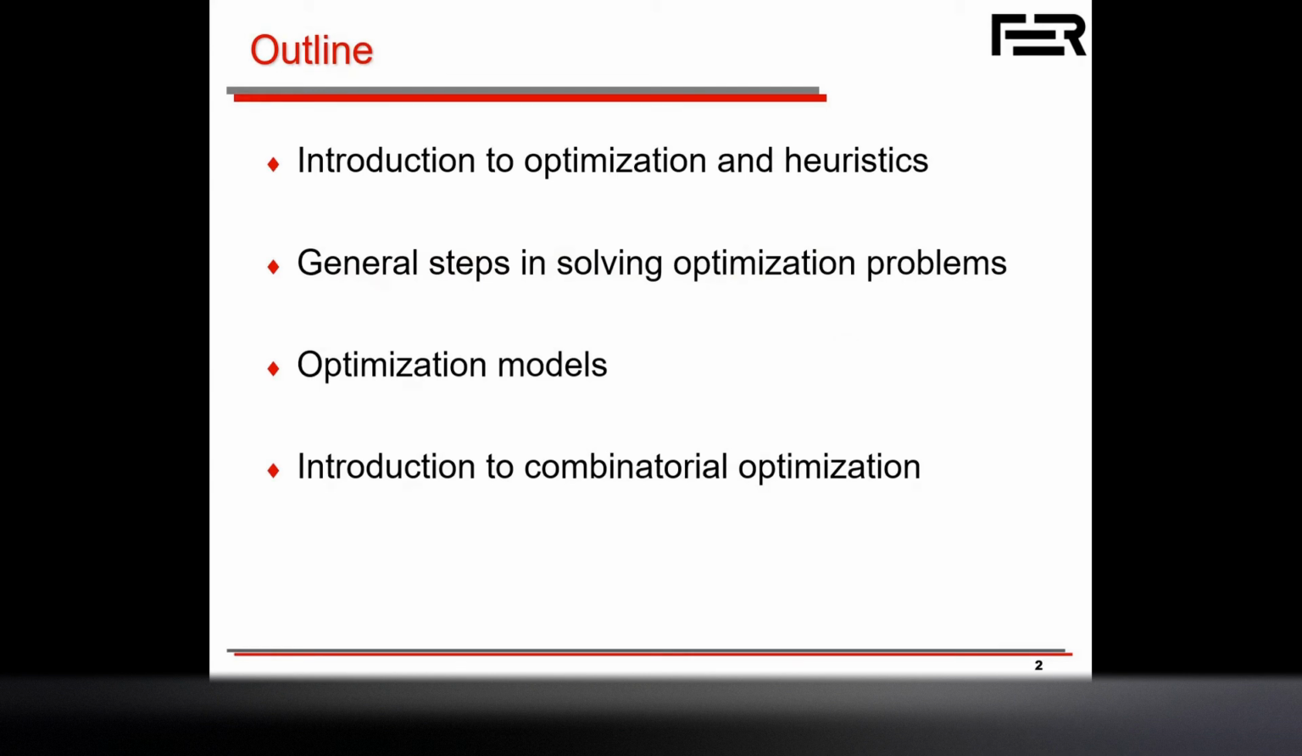Okay. So our goal with this first lecture is to start by giving a short introduction to optimization and heuristics. We'll look at some general steps in solving optimization problems, going from formulating a problem to modeling the problem to optimizing for the problem, but we'll talk about these steps at a high level for now. We'll look at some different types of optimization models, from mathematical modeling to constraint programming and so on. And we'll see then, if we have time today, to get to giving an introduction to combinatorial optimization and some typical problems that we will also look at over the course of this semester.